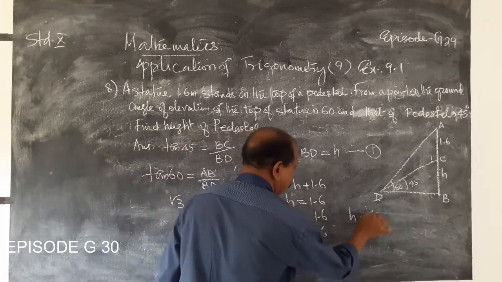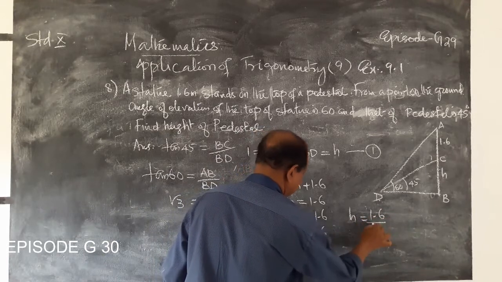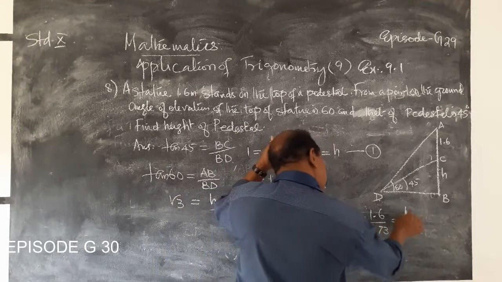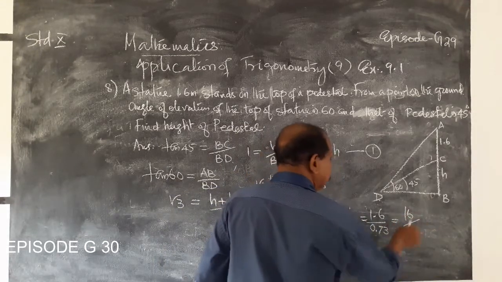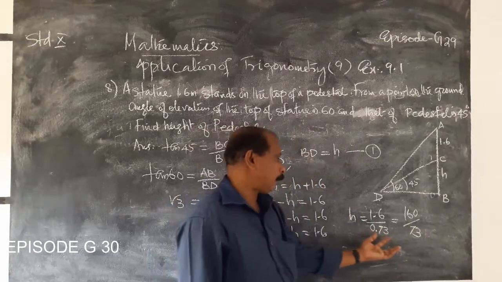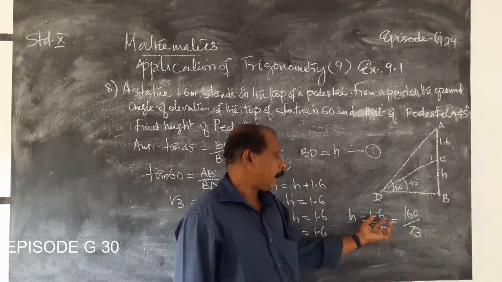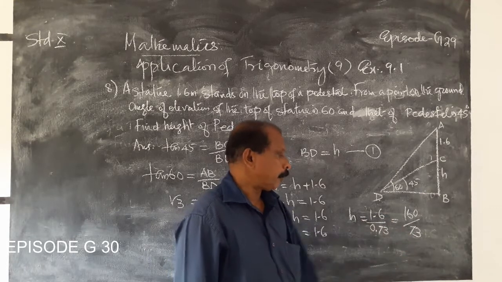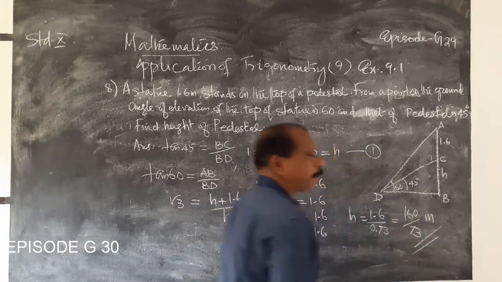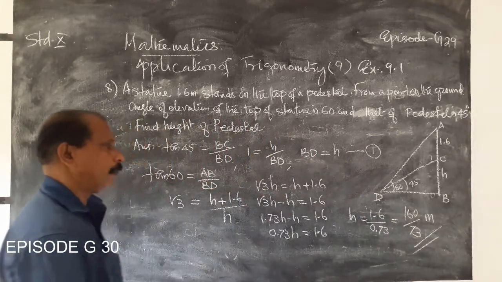Therefore, H is equal to 1.6 by 0.73. That is equal to 160 by 73, multiplying with 100: we get 73 with the 100, we get 160. Therefore, 160 by 73 meter, that is the height of the pedestal.